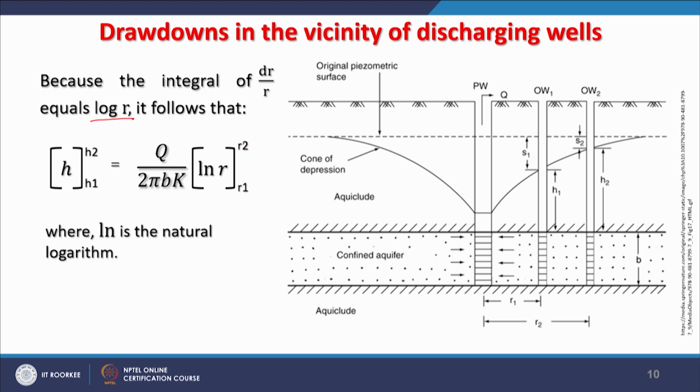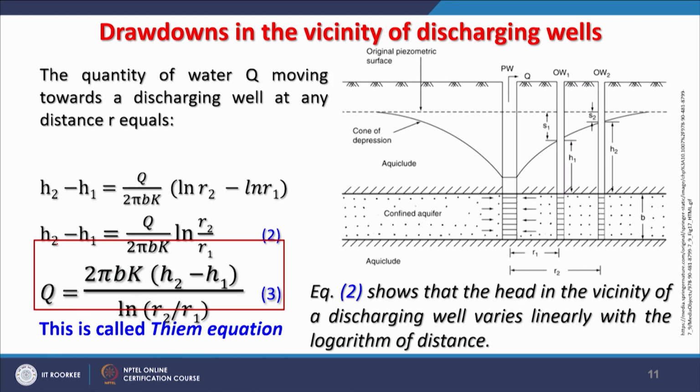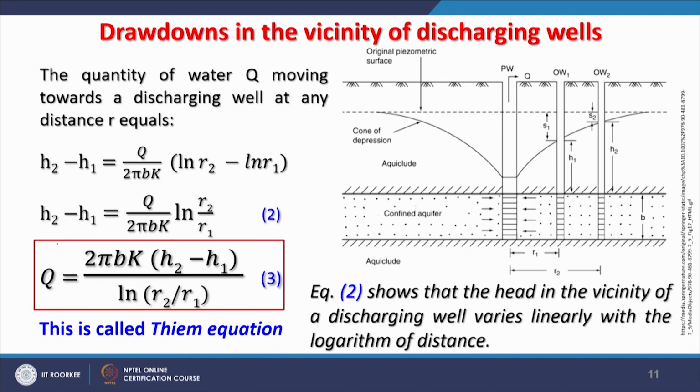So, this ln, as I have just mentioned, is a natural logarithm. So, we can use it in this manner also, and when we bring in this natural logarithm, then we can use certain charts also, a log scale or plotting on log scales, to understand this cone of depression in a much better manner.